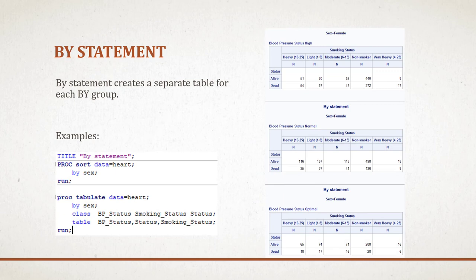As I mentioned earlier, the highest dimension of the table is page. Therefore, only 2 commas can be used in the table statement. By statement can be used to generate similar separated output tables. By statement creates a separate table for each by group. Next, we will look at the SAS code.